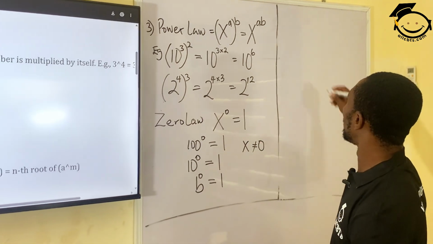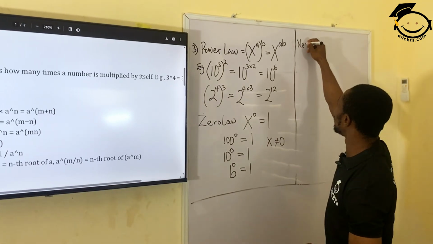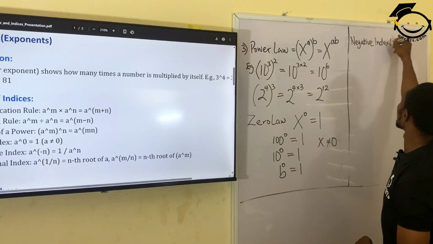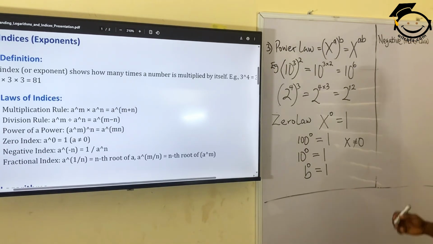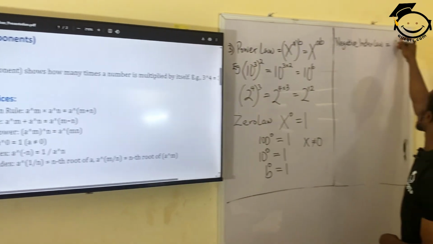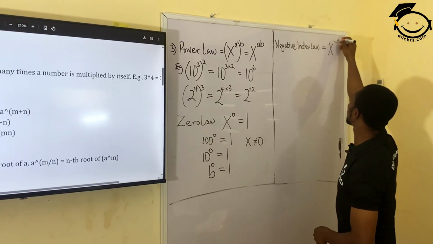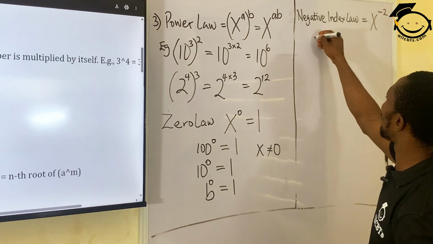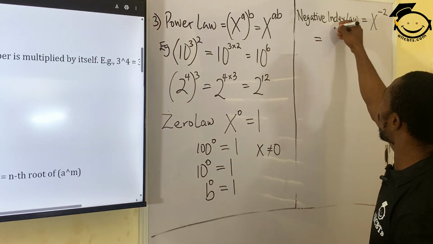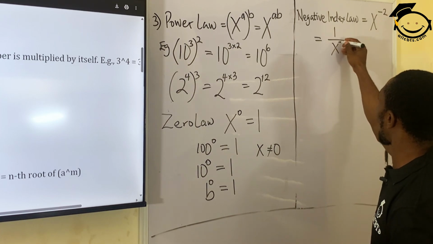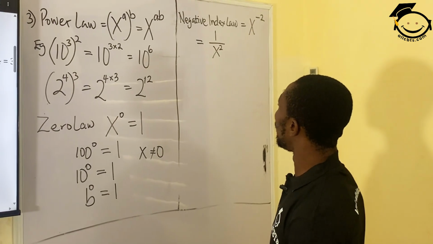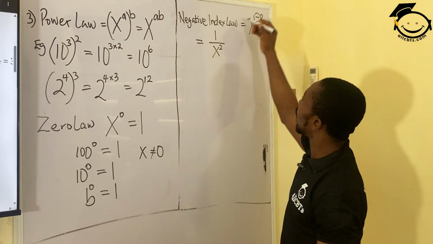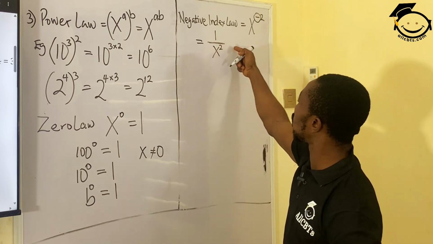Now looking at the negative index law. Now our negative index law simply states that when you have x raised to minus 2, okay, x raised to minus 2 can be written as a fraction as 1 all over the positive of x raised to 2. Now look at this, negative sign introduces our division sign.